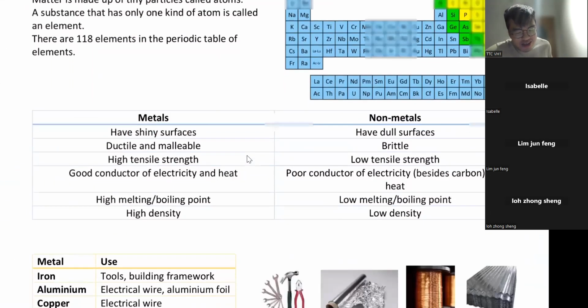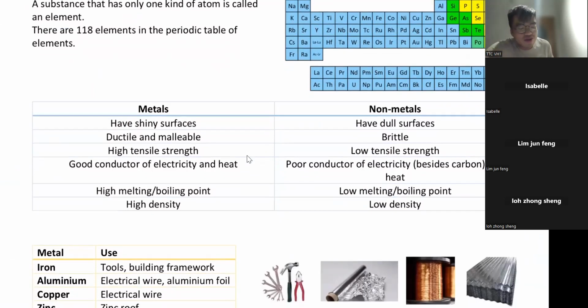Right. So next, this is all you need to know. You just need to know what's the difference between metals and non-metals. Right. So what's the difference between metal and non-metal? Metals, they are shiny. Okay, this one you know. Non-metals are dull, like plastic.